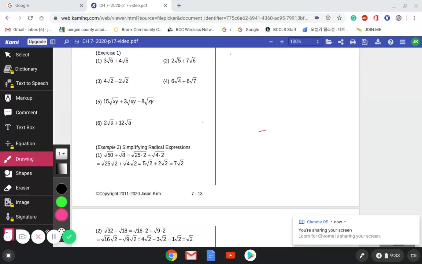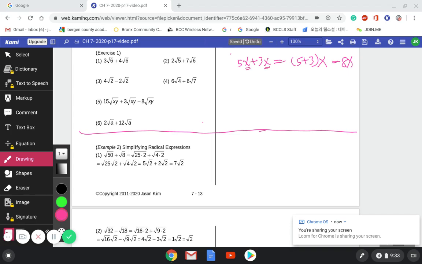Hello, everybody. In our previous video, we learned how to add and subtract radicals when you have like terms. Like when you have 5x plus 3x, it becomes 5 plus 3 of the x, which is 8x. So as long as you have like terms, you can combine them by doing addition and subtraction.